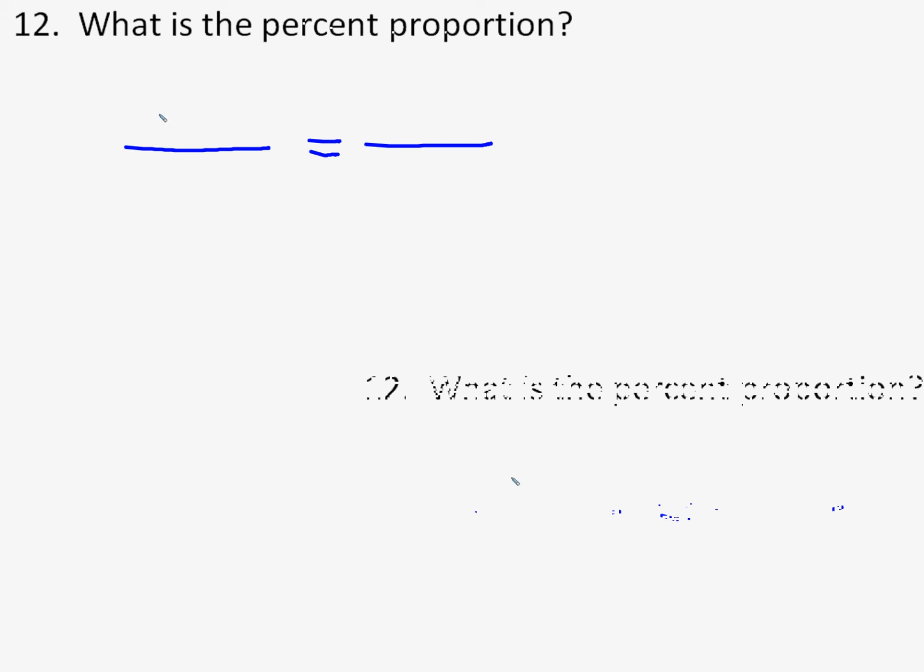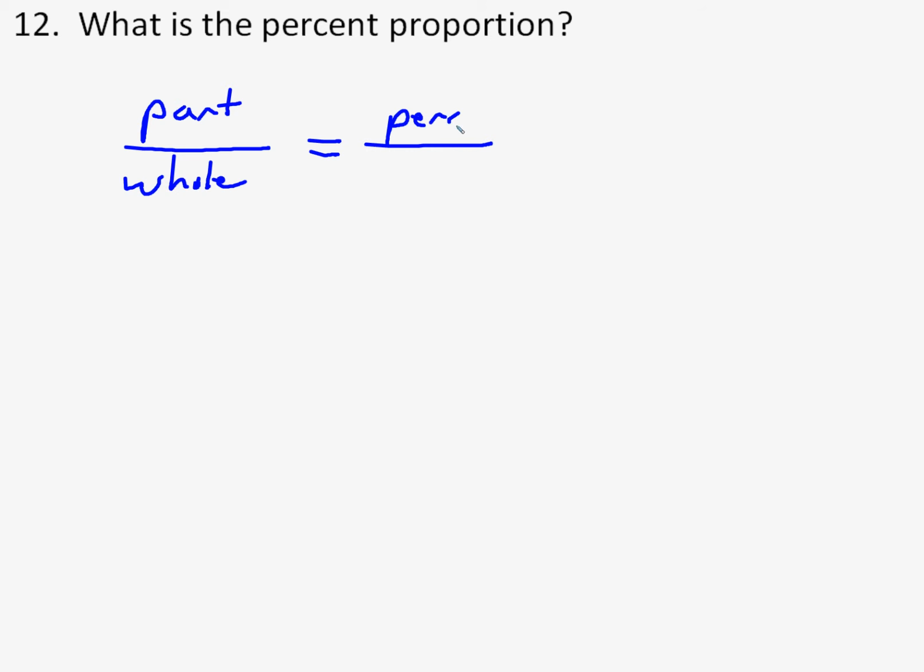The next one is the percent proportion, and so a proportion is a fraction equal to a fraction, and we know that part over the whole equals the percent over 100.